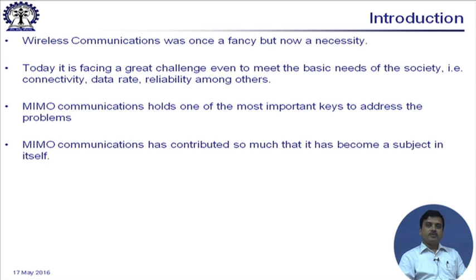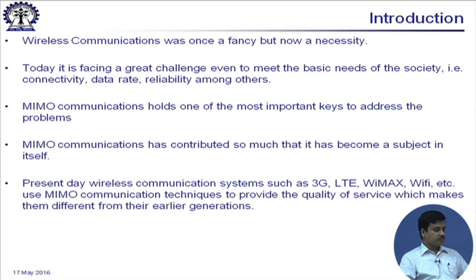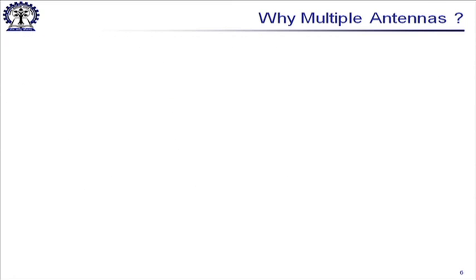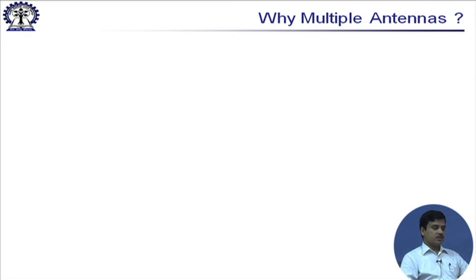MIMO communication has contributed so much in the last few decades that it has become a subject in itself. MIMO is used in almost all broadband wireless communication technologies such as WLAN, WiMAX, LTE and others. It is providing data rate increments over single antenna systems in multiple folds, in orders of 4, 5 or 10 as a factor. The 5th generation wireless communication technology is expected to be based on MIMO communications amongst many other possible solutions. Why multiple antennas?